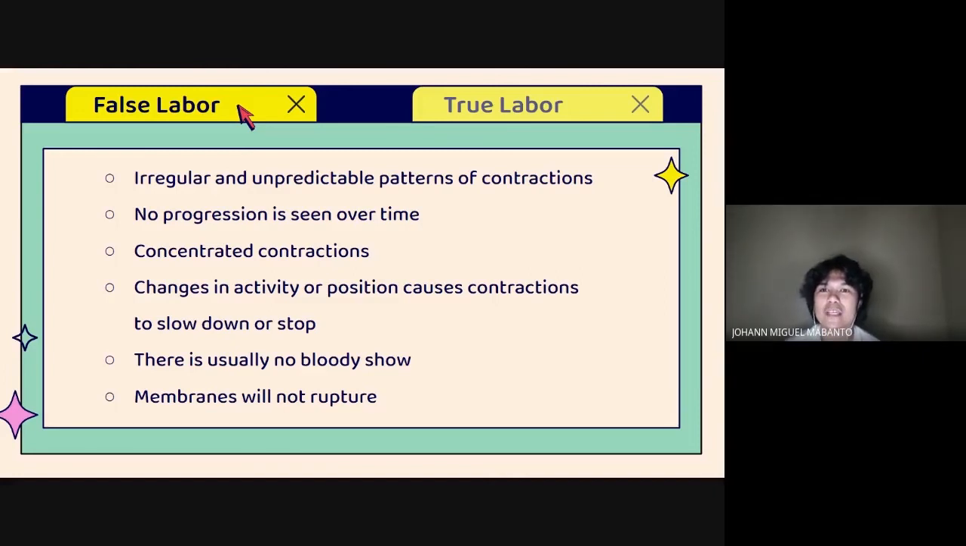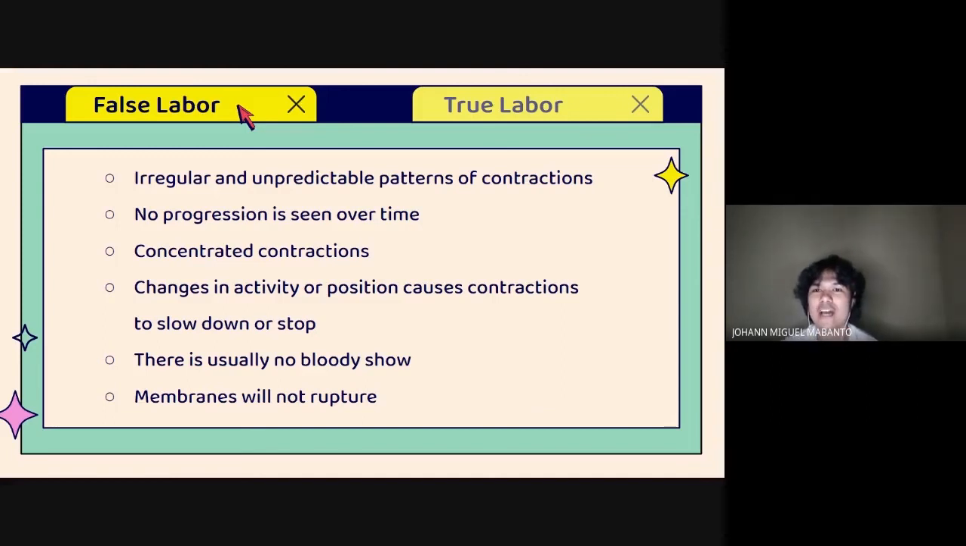Next would be there is usually no bloody show, which manifests as false labor. And lastly, membranes will not rupture. So membranes, particularly the amniotic sac o mas kilala po natin na panubigan ay pumutok. Kung hindi po pumutok ang panubigan natin, ngunit may paghihilab, ay ito po ay masasabing false labor.